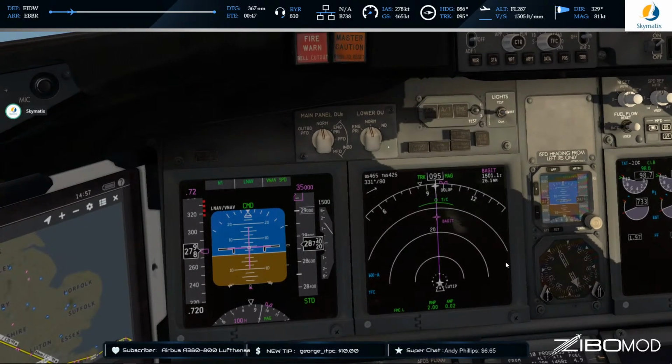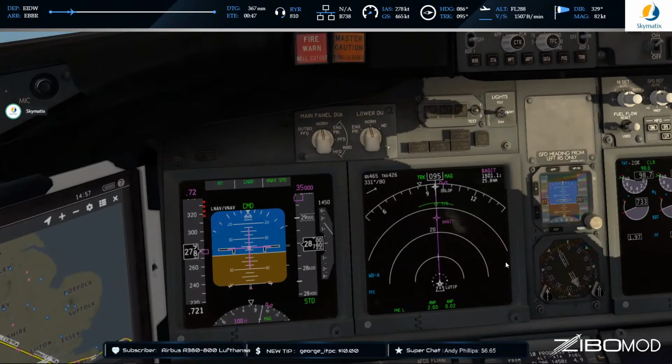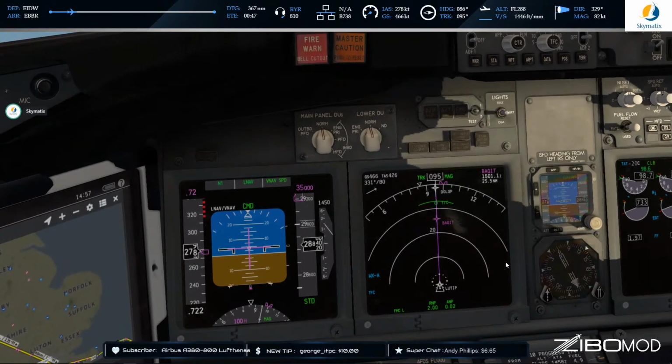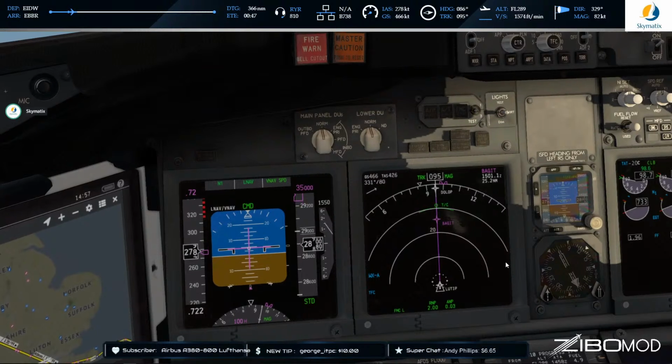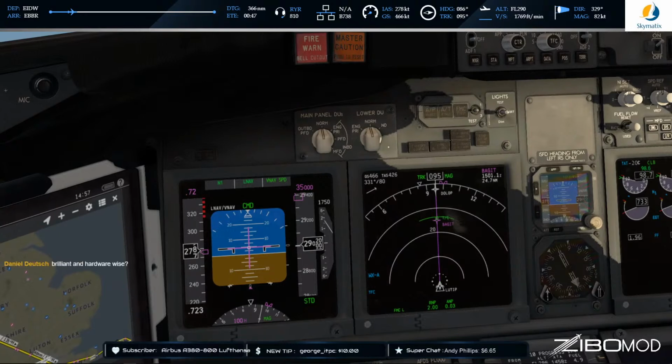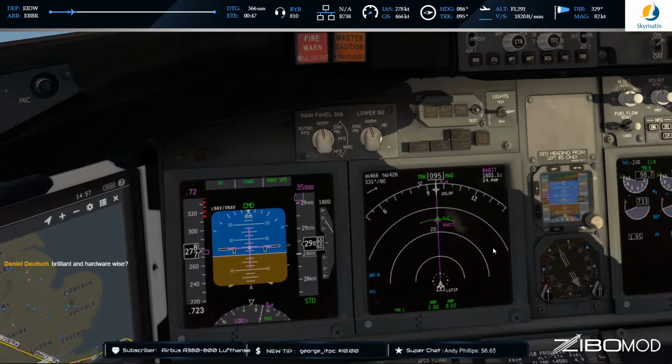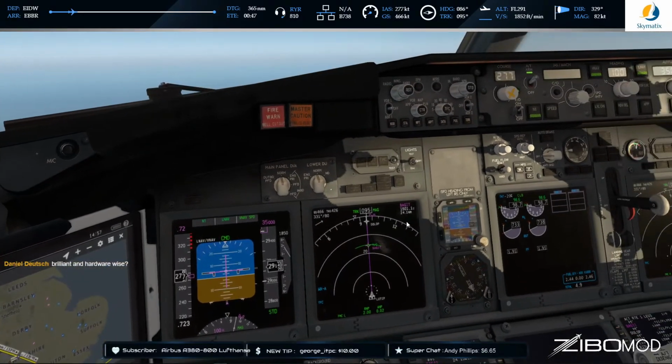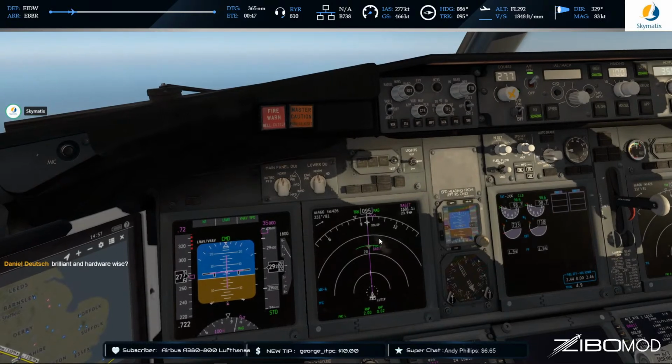London Control, good afternoon. Ryanair 810 passing flight level 290. We've just passed Luton. Ryanair 810 London, hello, climb flight level 350. Climbing 350, Ryanair 810.